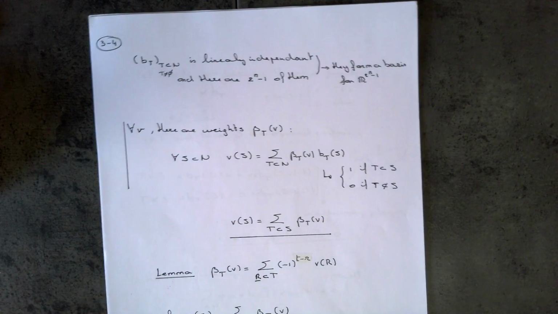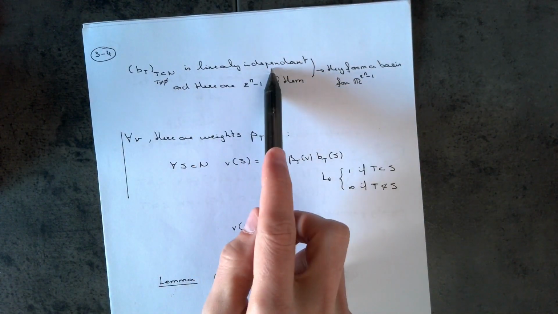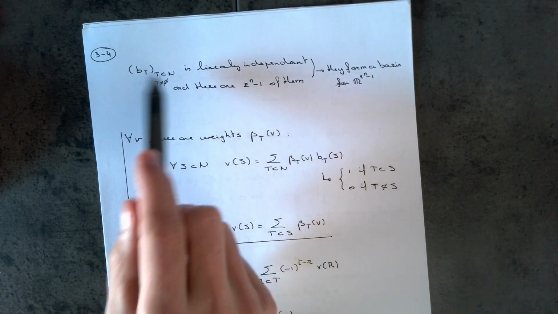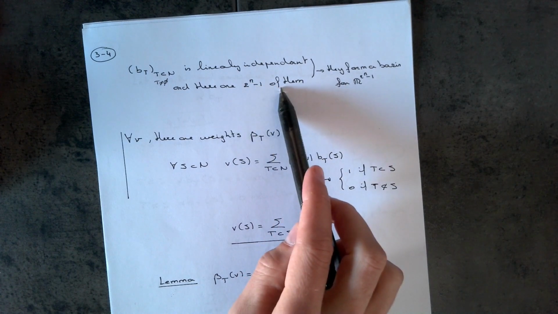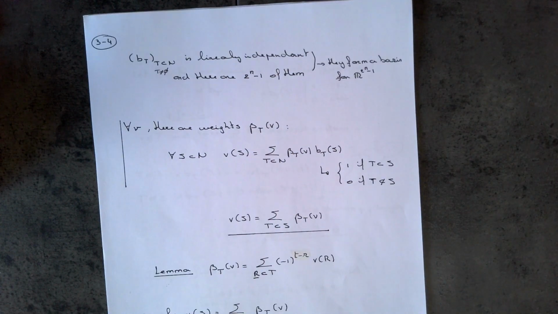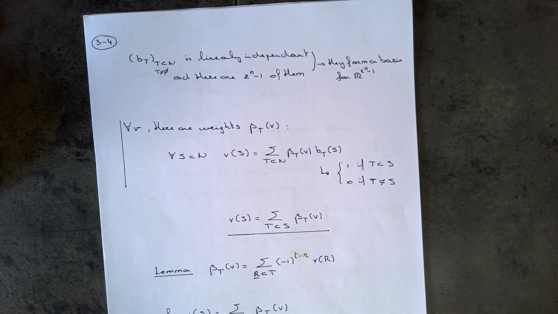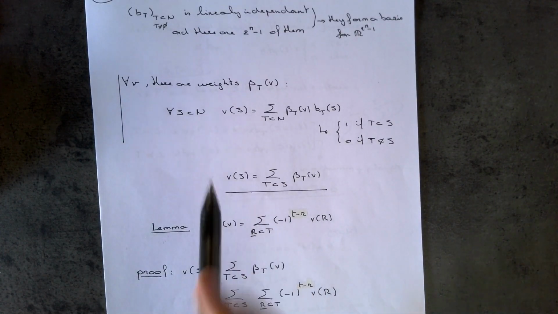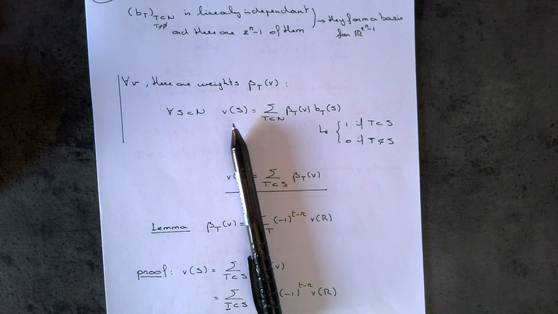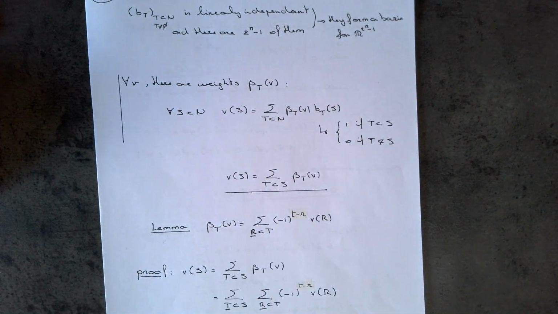So what can we conclude from this? We can conclude that these vectors are first linearly independent. And how many do we have? Well, we have one for every subset of N, and there are 2 to the power n minus 1 of them. So we have 2 to the power n minus 1 linearly independent vectors. So these indeed form a basis for R to the power 2^n minus 1. And if you have a basis, then you can express every vector in this vector space, here V, as a linear combination of the basis vectors.